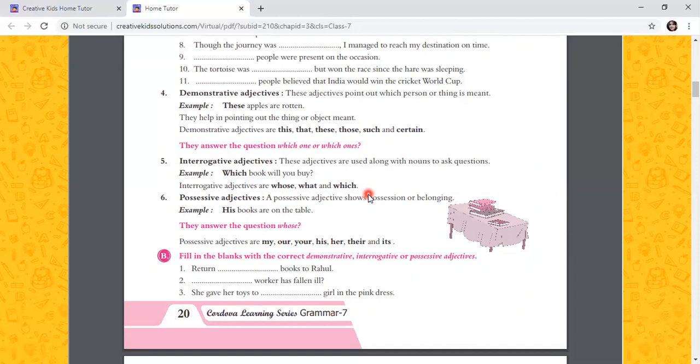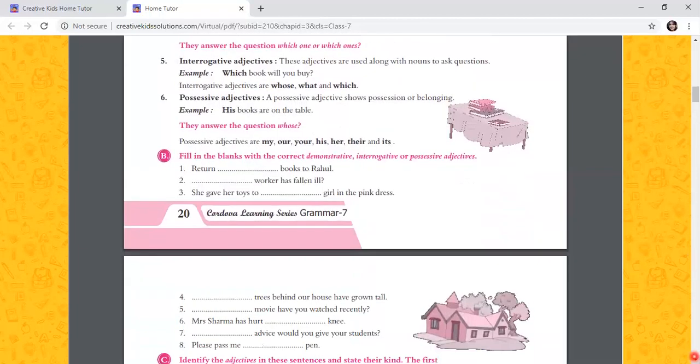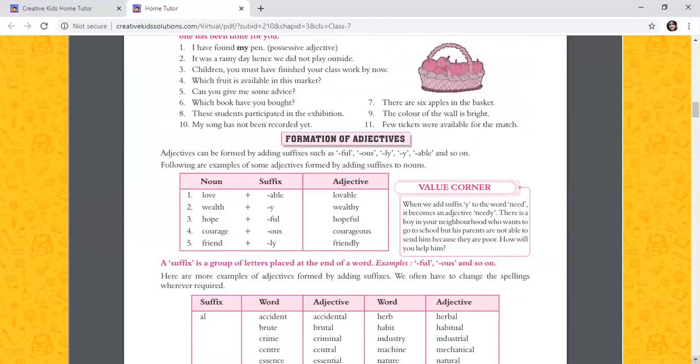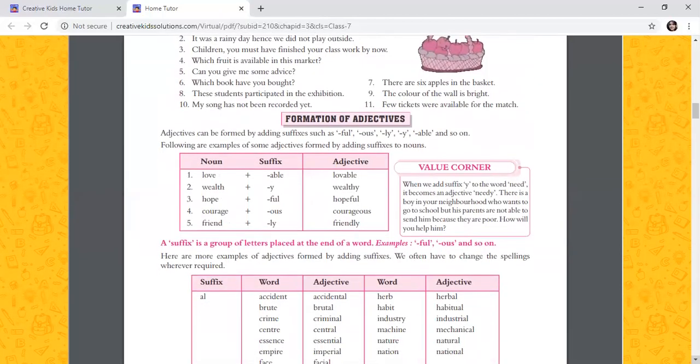Then possessive adjective. A possessive adjective shows possession or belongingness. His books are on the table. Whose books are there on the table? His books. So his is the possessive adjective. These are the different types of adjective.